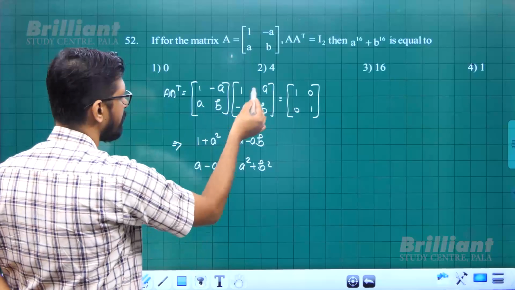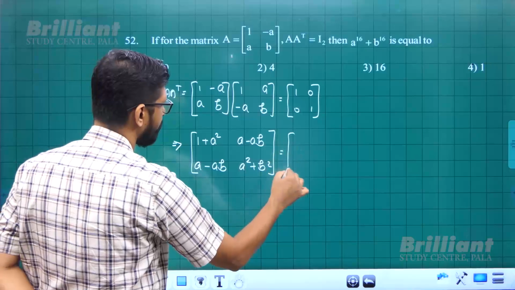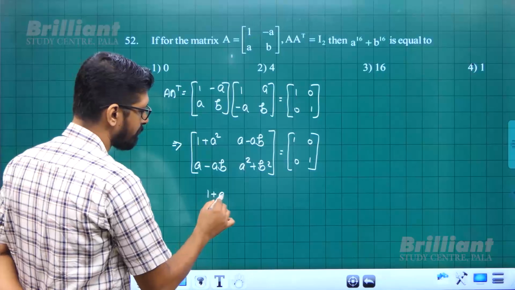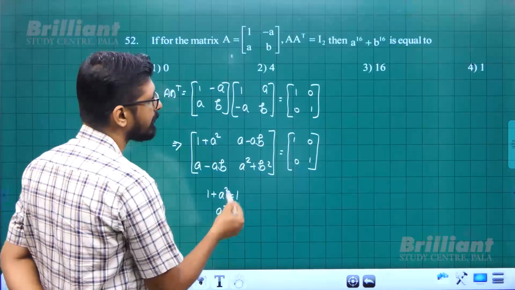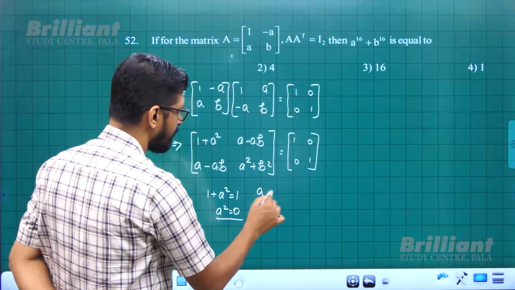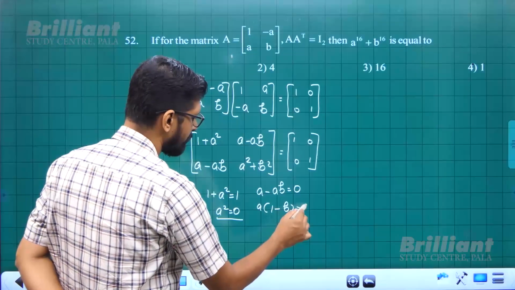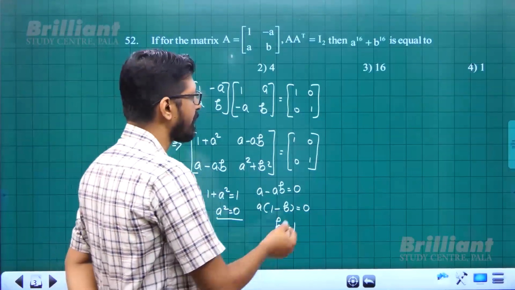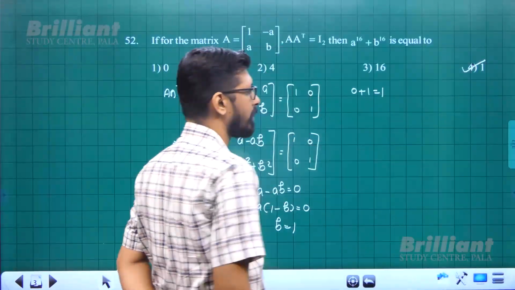ശരിയാണോ പിള്ളേരെ? a സ്ക്വയർ പ്ലസ് b സ്ക്വയർ അല്ലേ, ഈക്വൽ ടു 1 0 0 1 ആണ്. 1 plus a square is equal to 1 എന്ന് കിട്ടും. സോ a square is equal to 0 എന്ന് കിട്ടും. ആൻഡ് a minus ab is equal to 0 ആണ്. സോ a into 1 minus b is equal to 0, b is equal to 1 എന്ന് കിട്ടും. ഇല്ലെങ്കിൽ simply b square is equal to 1 എന്ന് നമുക്ക് കിട്ടും. എങ്ങനെ കിട്ടിയാലും ഇത് 0 plus 1 ആണ്, that is equal to 1 ആണ്. ഓപ്ഷൻ 4 ആണ് നമ്മുടെ ആൻസർ.